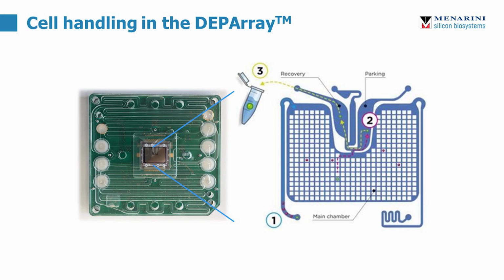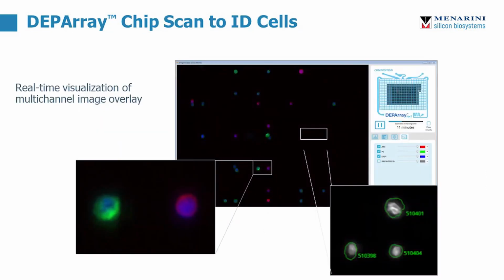Once the cells are in the main chamber, though, this is where the image data is collected by the onboard fluorescent and bright field microscope. This is done during a process called chip scan, in which each of the fluorescent channels and bright field images are captured, and cells are identified within the software and given a unique identifier.